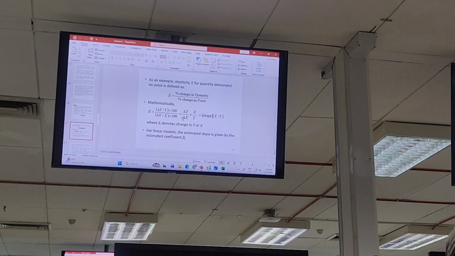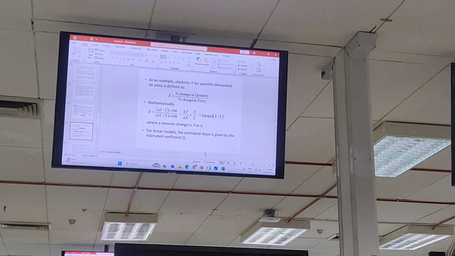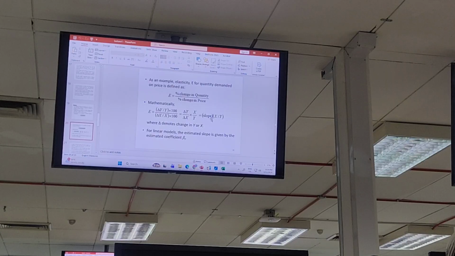This one, the change in Y per unit change in X, is equivalent to the slope in the linear model. Just like in the linear model, the change in Y per change in X, delta Y over delta X. So as an alternative to the log-log model, you can also estimate elasticity using the linear model, but you have to calculate it, because this is equal to the slope from the linear model times X over Y. Okay.